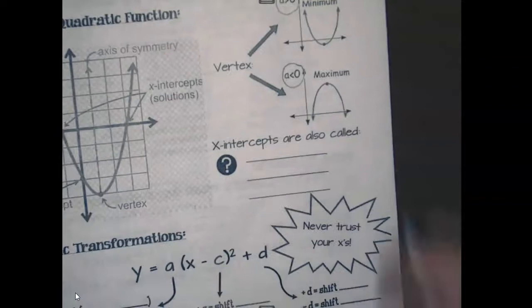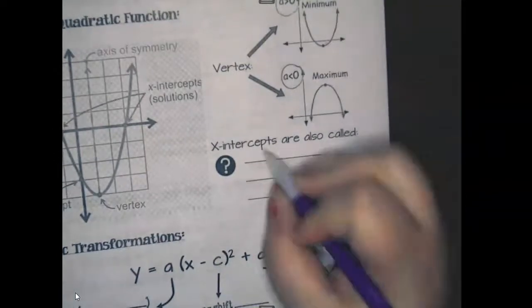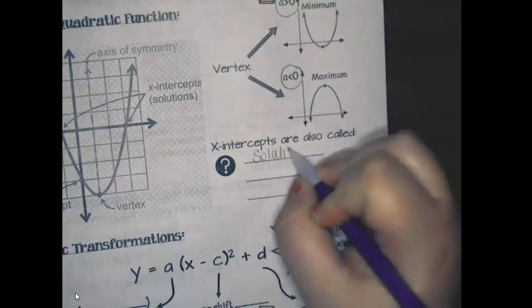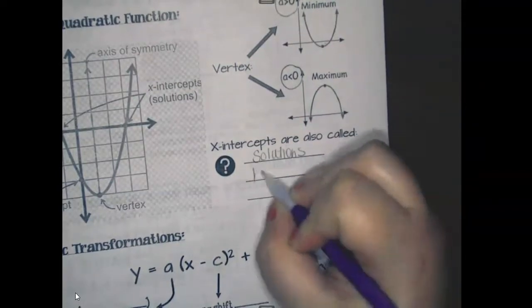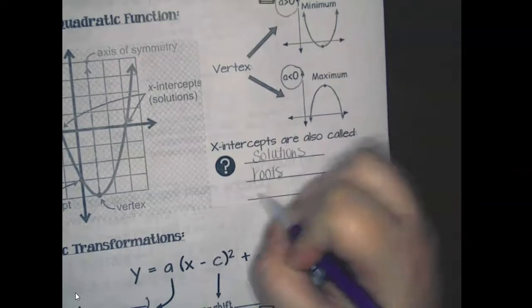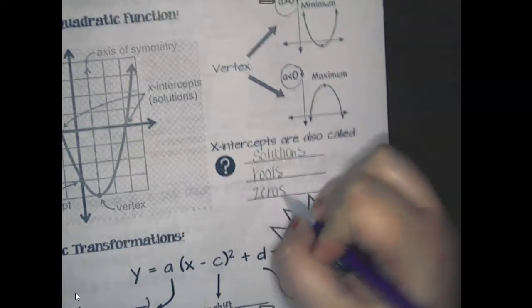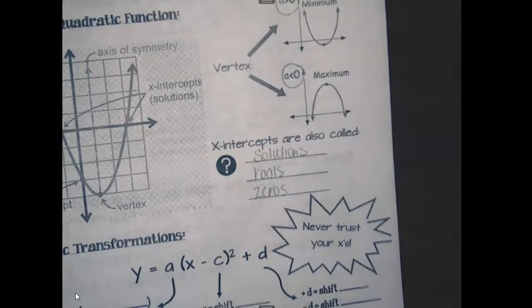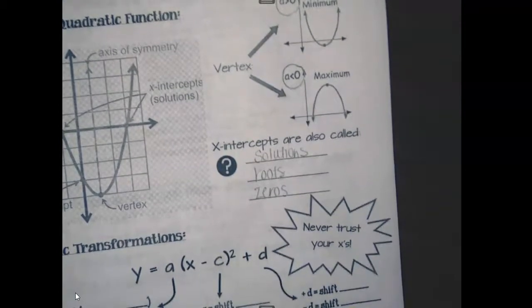Alright, so our x-intercepts are also called solutions, roots, and zeros. And all 4 terms are used interchangeably on the star, so be sure you know all 4 of those mean x-intercepts.